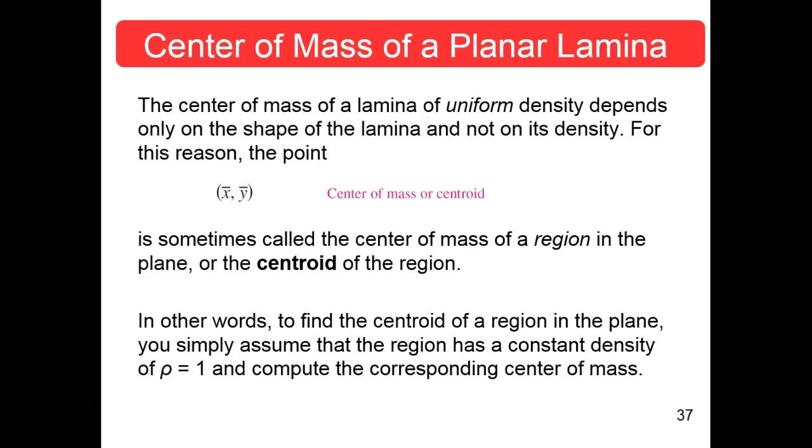Okay. The center of mass of a lamina of uniform density depends only on the shape of the lamina and not on its density. For this reason, the x bar, y bar is sometimes called the center of mass of a region of a plane or the centroid of that region. Just forget about lamina, planar laminas, constant uniform density. Just call it the centroid of the region. In other words, to find the centroid of a region in a plane, you simply assume that the region has a constant density of rho equal to 1. I mean, you can say rho is equal to 15/3. You can say anything, but if divided by itself, it's going to come out being 1. Compute the corresponding center of mass without paying any attention to rho whatsoever.